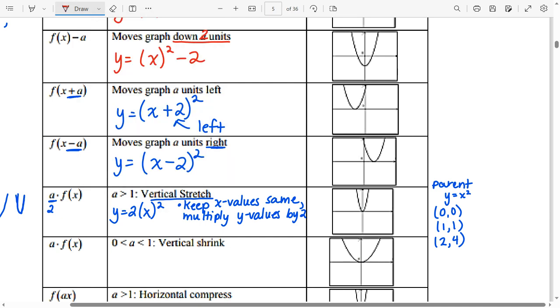On the transformed function y equals 2x squared, all those x values of the points are going to stay the same, but the y values are going to be multiplied by 2. So 0, 0 stays 0, 2; 1 times 2 is 2; 4 times 2 is 8. Those would be the points on my transformed graph.